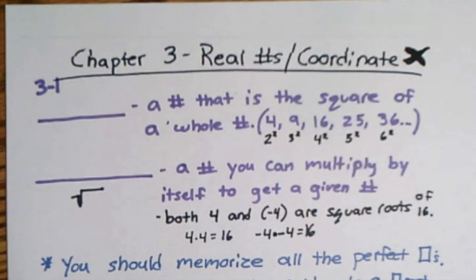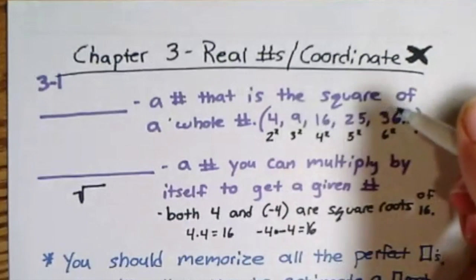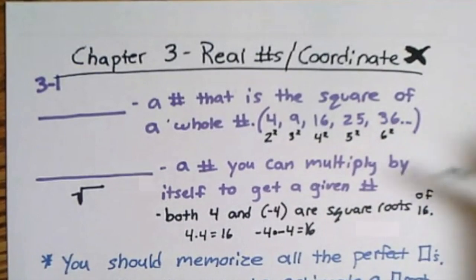A first lesson from Chapter 3. Chapter 3 is all about real numbers and the coordinate plane. Today's lesson on 3.1 is exploring square roots and irrational numbers. So first we've got some vocab.